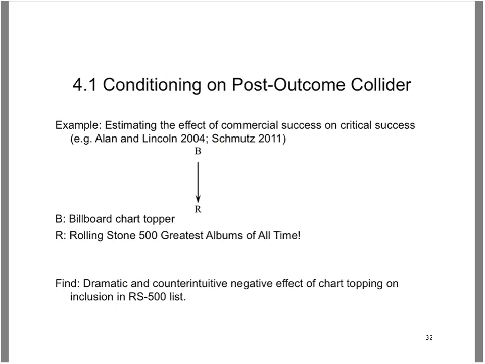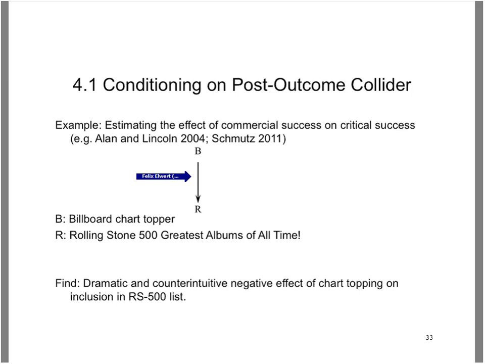This is a story where researchers ask what determines whether a rock and roll album makes it into the Rolling Stone magazine's list of the 500 greatest rock and roll albums of all time. And one theory is that topping the Billboard charts should increase the chance of making it into the Rolling Stone 500 greatest albums list.